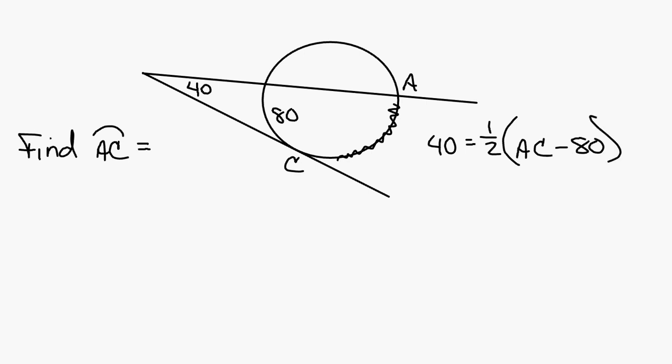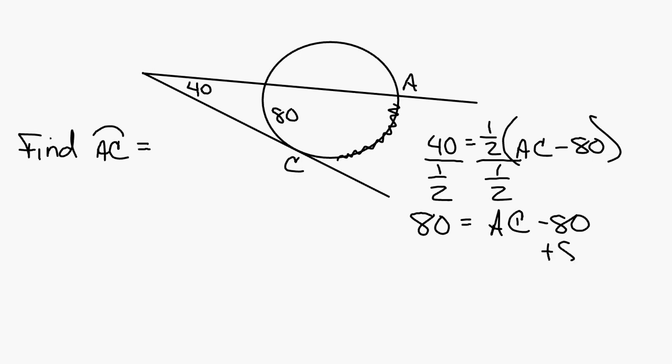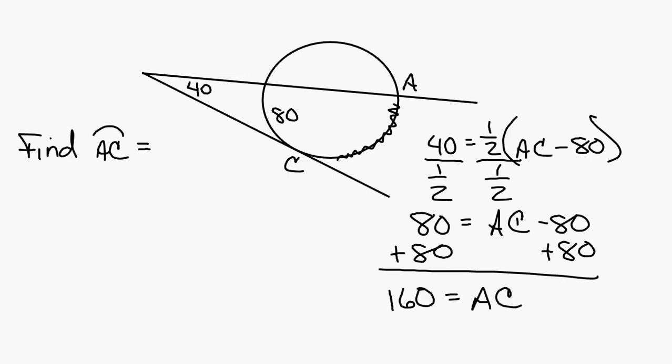Angle equals 1/2 times big arc minus little arc. So you divide both sides by 1/2. 40 divided by 1/2 doubles it. So 80 equals AC minus 80. And you can add 80 to each side. So 160 equals AC. That arc out there would be 160 degrees. Make sense?